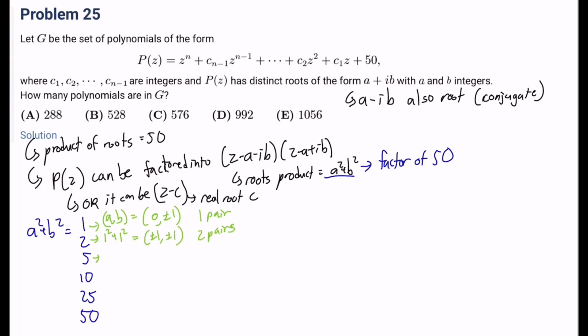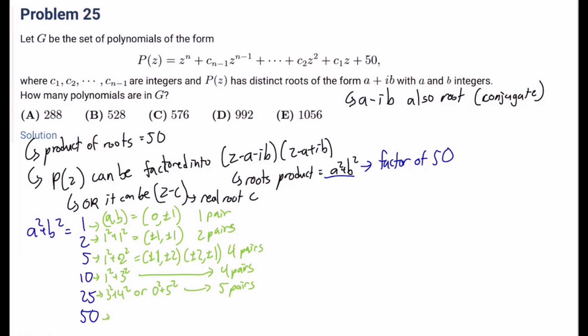And then for 5 it is 1 squared plus 2 squared. So if we just change the order around, it's plus minus 1, plus minus 2, or plus minus 2, plus minus 1. So that's going to give us 8 in total. That's just 4 pairs. And same thing for 10, if this is 1 squared plus 3 squared, so this is just 4 pairs. And for 25, this can be 3 squared plus 4 squared, which gives us 4 pairs. Or it can be just 0 squared plus 5 squared. This gives us just one more pair because the 0 has to be at A. So this is going to give us 5 pairs.